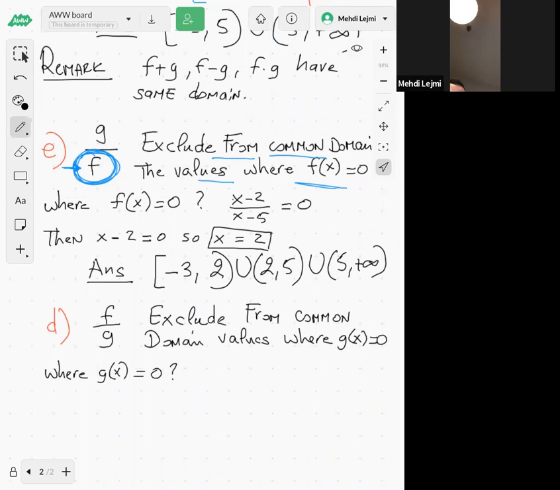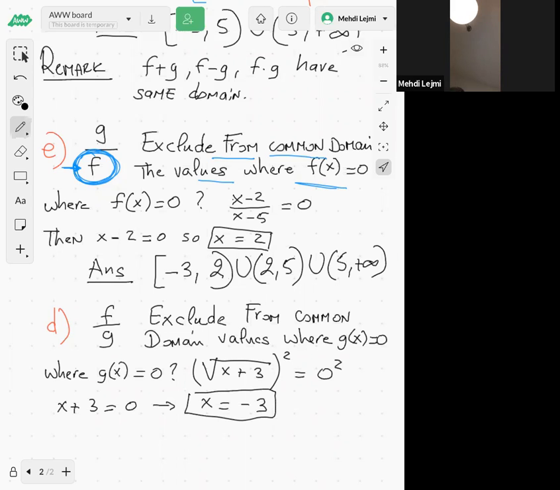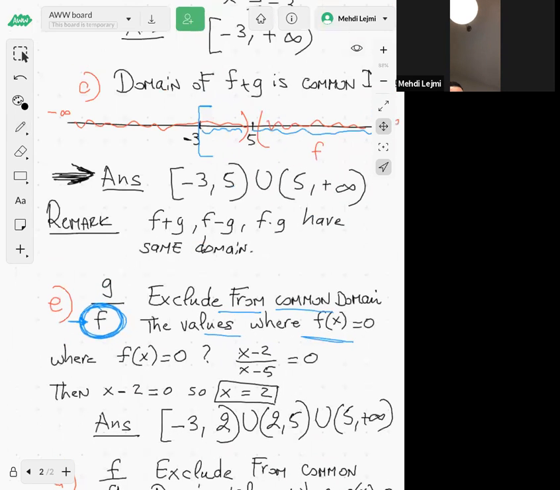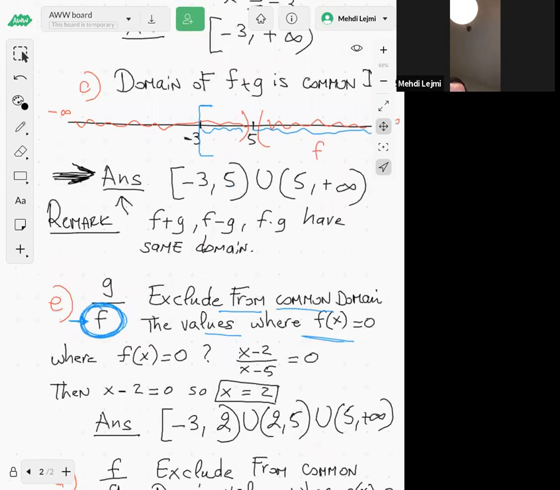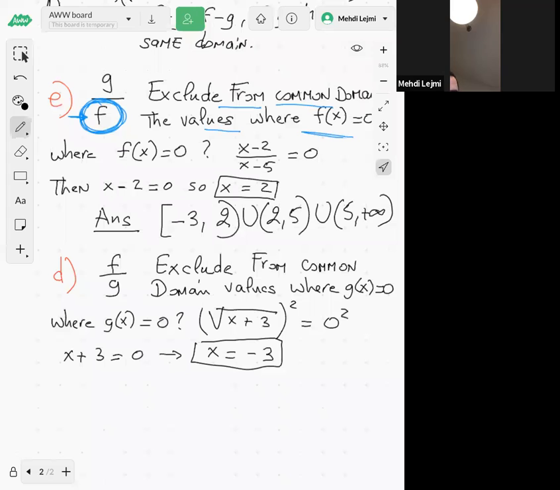So G of X is the square root of X plus 5 equal to 0, right? Then you square both sides. So then it's just X plus 5 equal to 0. And so X would be negative 5. So we have to exclude this negative 5 from the common domain. And again, the common domain, that was the answer in the C here, right? This is my common domain. I have to exclude the negative 5. So the answer here will be negative 5 excluded, 5 excluded, and then 5 to positive infinity.